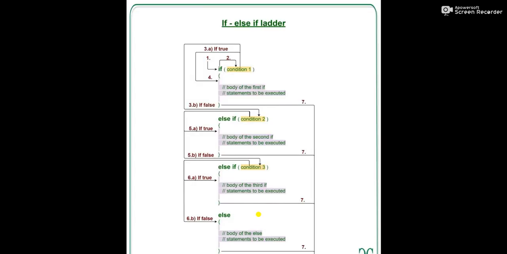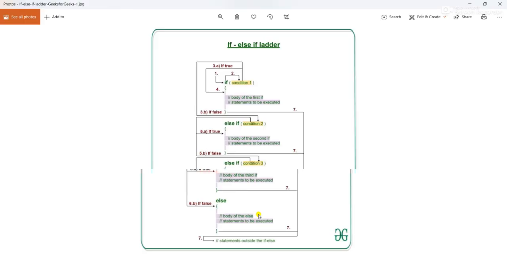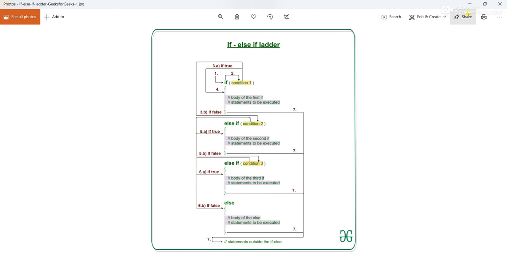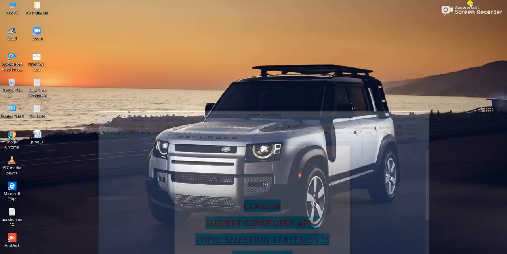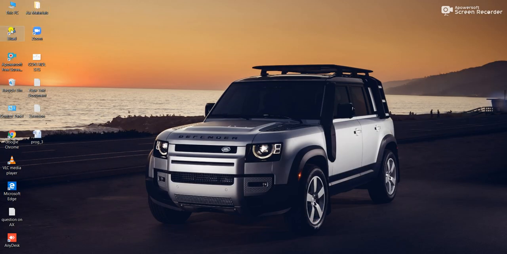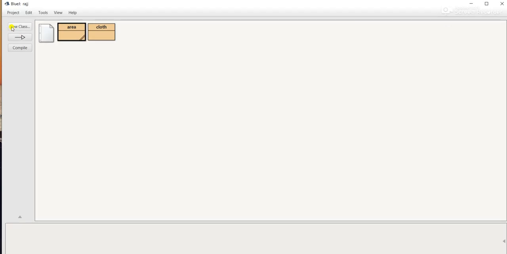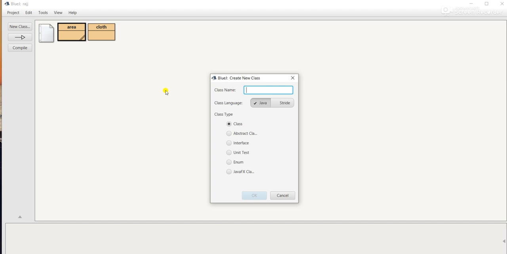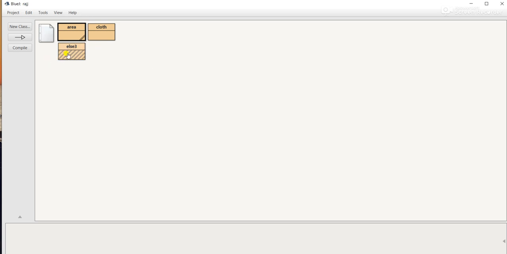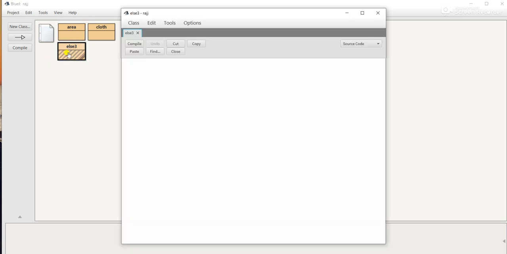So using this else if ladder criteria, we are going to prepare some more programs. Let me open the text editor or IDE, that is BlueJ for Java. Yes, so in this we are going to prepare some programs. We'll create a new class, and a new class name, anything we will give. This is the third program for else if ladder, so I give Else3.